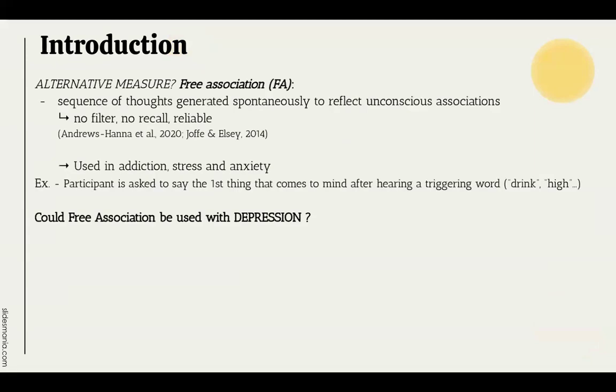And this objective measure could be free association. It is typically a sequence of thoughts generated spontaneously to reflect unconscious associations. For example, a participant is asked to say the first thing that comes to their mind for 5 minutes, and we will look at their unconscious associations through their thoughts. It has no filter, there's no need for recollection, and it is reliable. And free association is still being used today, usually in addiction, stress, or anxiety studies.